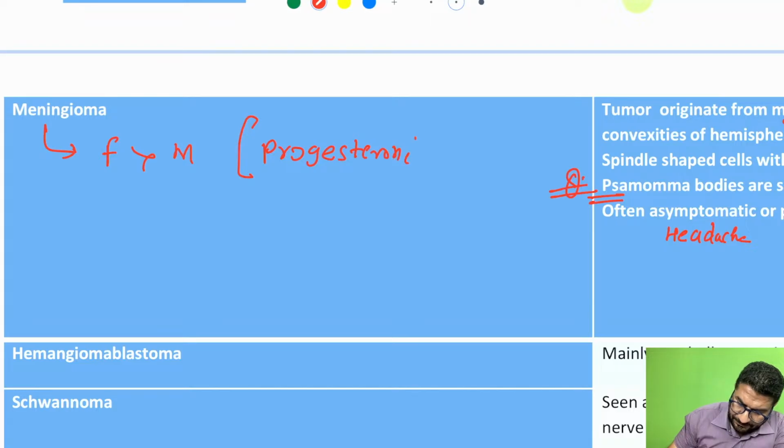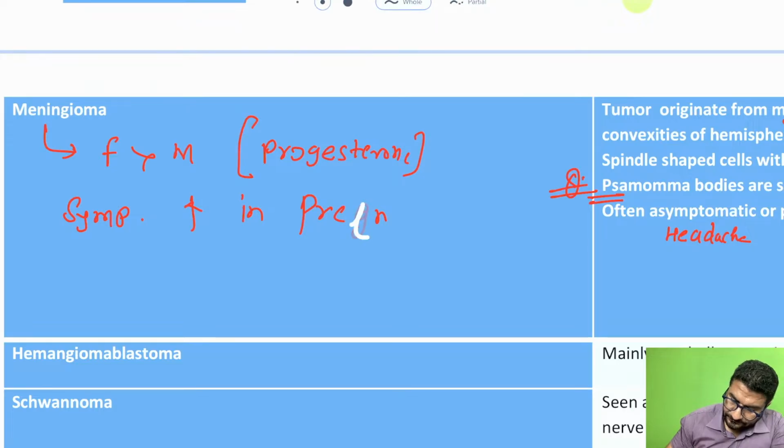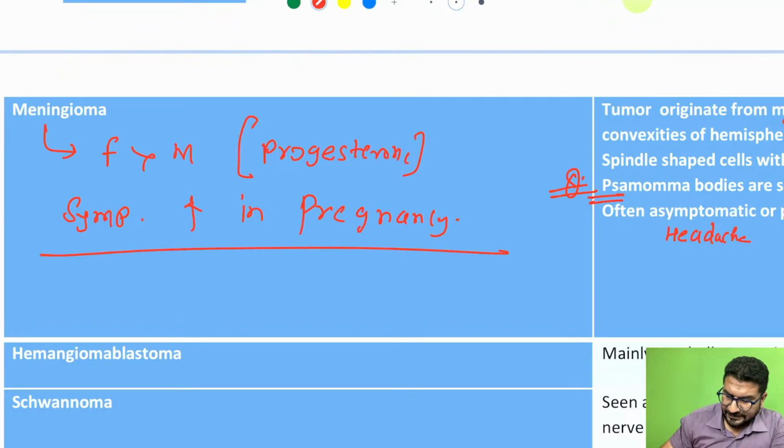तो पेशेंट जब प्रेग्नेंट होगी, तो in pregnancy you will see more progesterone, so symptoms will increase in pregnancy. So symptoms will be more whenever the patient is pregnant.